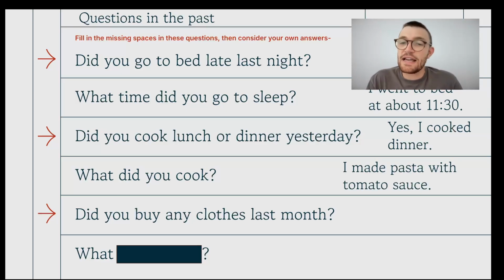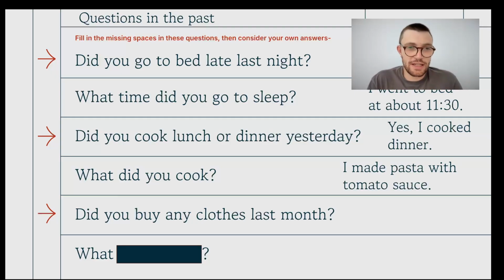There we go. I could have used the same verb, cook. So I could have said, I cooked pasta with tomato sauce. But with food, the most natural way is to use the verb make. So I made pasta with tomato sauce.